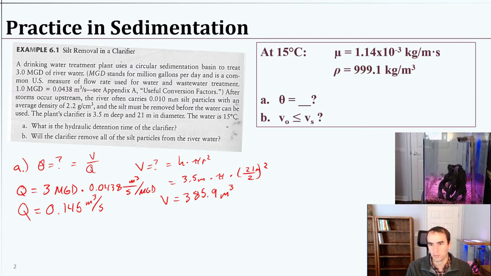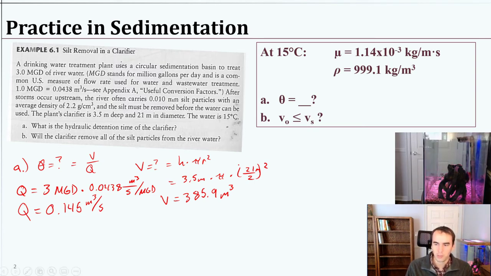So we needed to convert 3 mgd to cubic meters per second, and we said 1 mgd equals 0.0438, and so I just said 3 mgd times that 0.0438, that's 0.0438 cubic meters per second per MGD. So I made that relationship and I multiplied that, got 0.145 cubic meters per second.